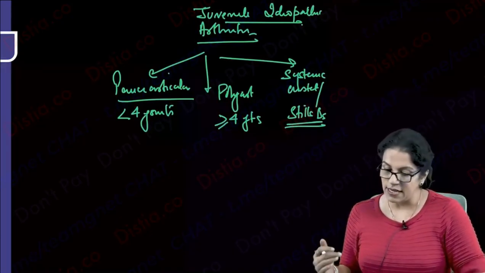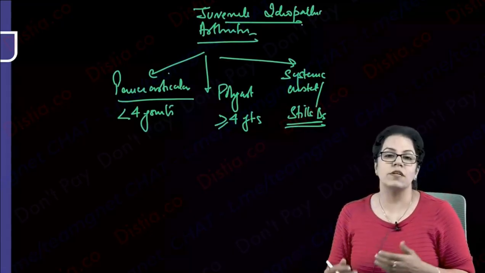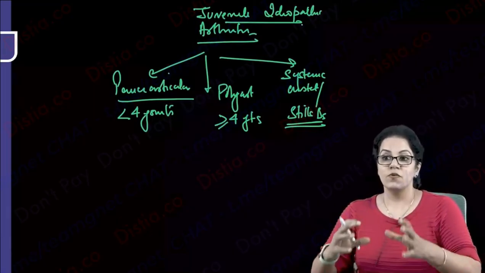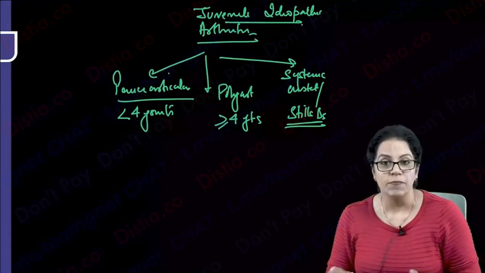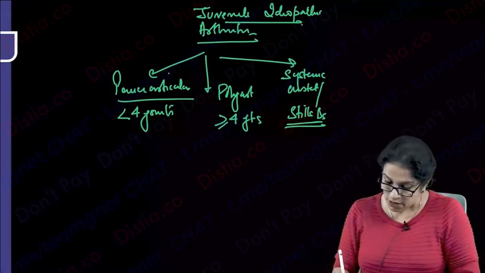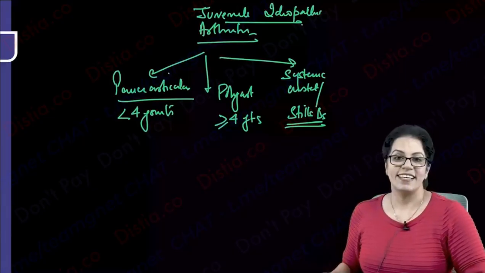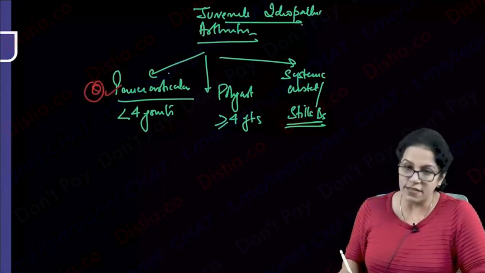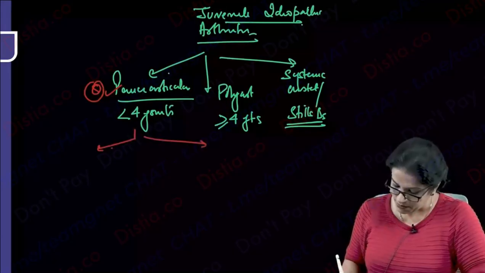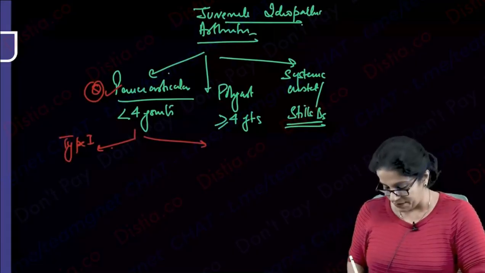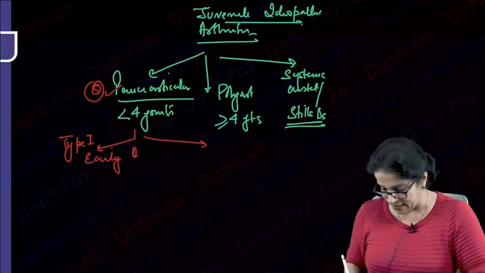So systemic onset is mainly associated with systemic features. Now what we have to learn, when we say uveitis is associated with this condition, not all JRA is associated with uveitis. So this is your exam question. Which JRA is associated? Of course, it's pauci-articular. Now pauci-articular is further divided as early or type 1 and type 2. The type 1 is early onset and type 2 is late onset.